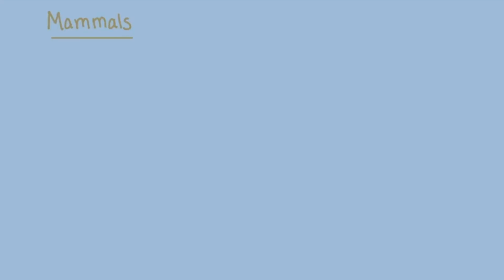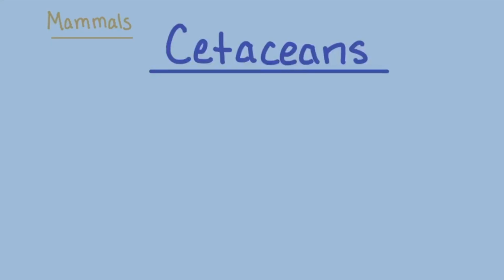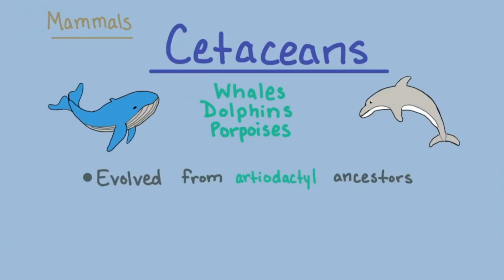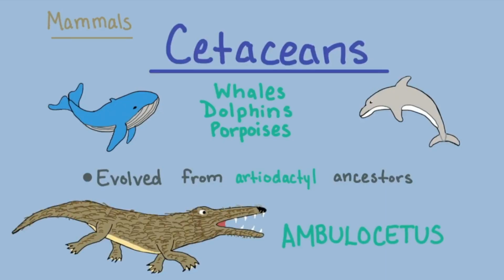Another group that made their appearance during this time were the cetaceans. This mammal group includes whales, dolphins, and porpoises. Cetaceans evolved from artiodactyl ancestors and are closely related to hippos. Cetacean ancestors had limbs adapted for land and water. An example was Ambulocetus at around 9 feet long. This cetacean entered the water to hunt and may have hunted like crocodiles. Towards the end of the period, fully aquatic whales made their appearance.